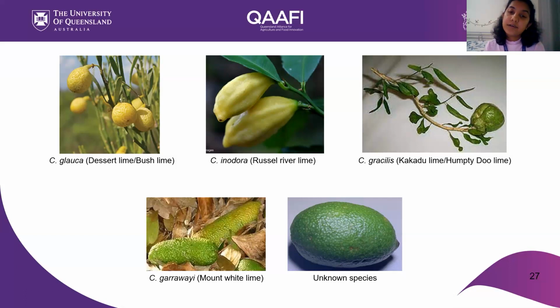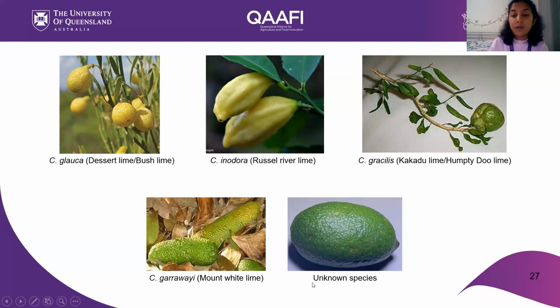Citrus inodora is commonly known as Russell River lime. It is native to northeast Queensland. It has particularly larger leaves with lemon-shaped fruits, and it is also considered to be a partially resistant species to HLB disease. Citrus gracilis is commonly known as Kakadu lime. It is native to eucalypt savanna woodlands of Northern Territory. Citrus garrawayi is found in Cape York Peninsula. This species also has finger-shaped fruits, which are similar to finger lime.